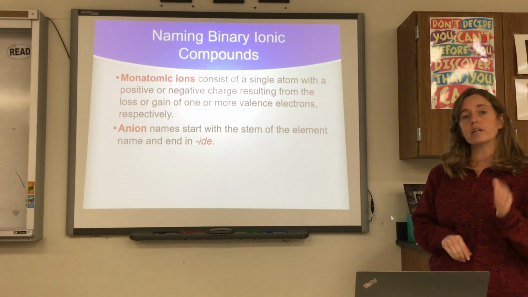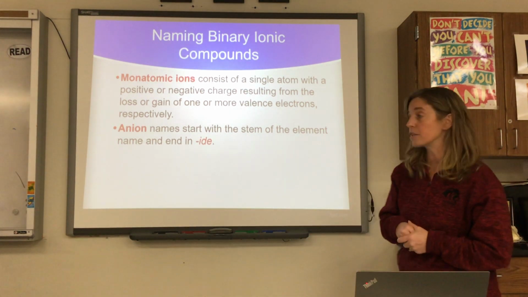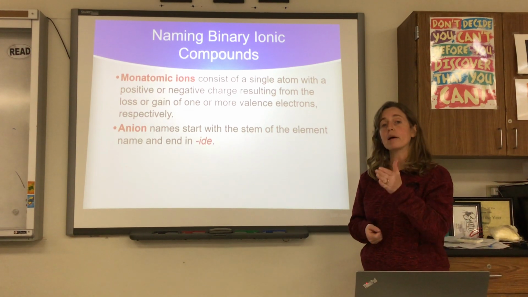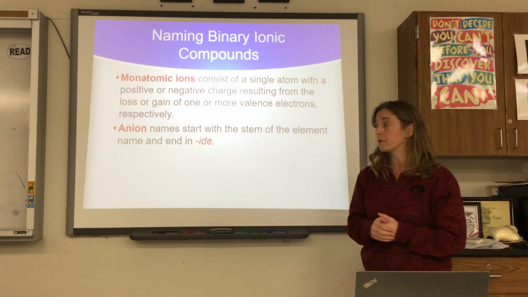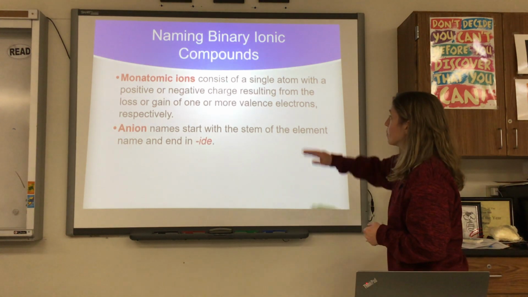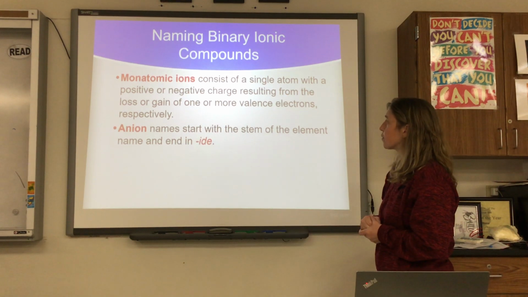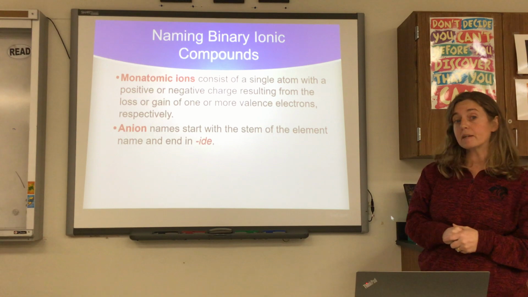Okay? So, we're looking at singular elements that have positive and negative charges. Only singular. That's why they're called monatomic. Binary means two. That means you're going to have one metal bonded with one nonmetal. Okay? So, monatomic ions consist of a single atom with a positive or negative charge resulting from the loss or gain of one or more valence electrons, respectively.